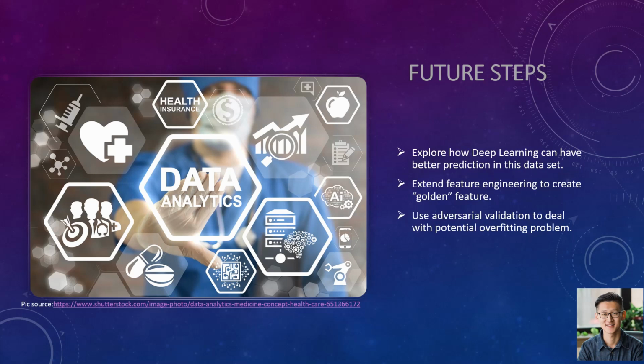Although we did a great job on this project, there are still some improvements we could make. Firstly, try to use deep learning to improve prediction, because it doesn't require structured data when dealing with classification problems. Also, work on feature engineering to create a golden feature, which is most useful for modeling.